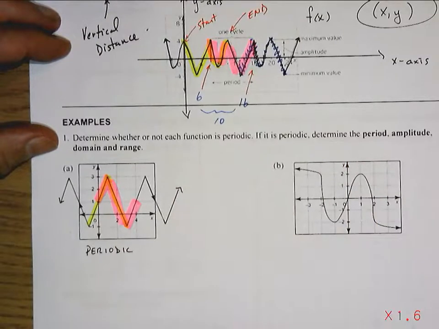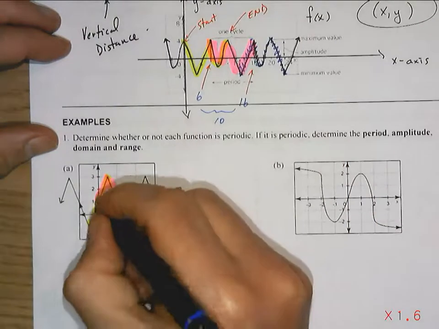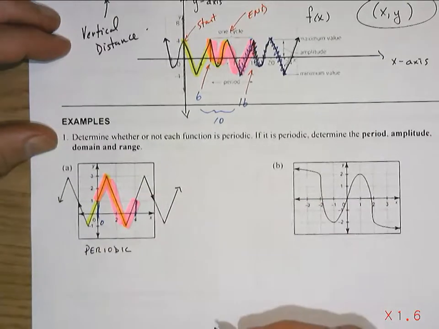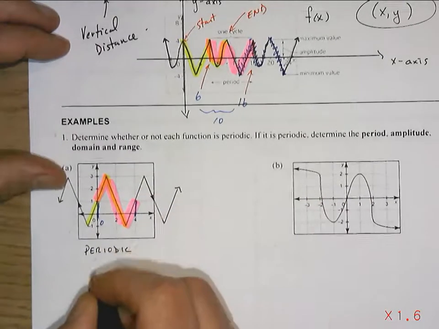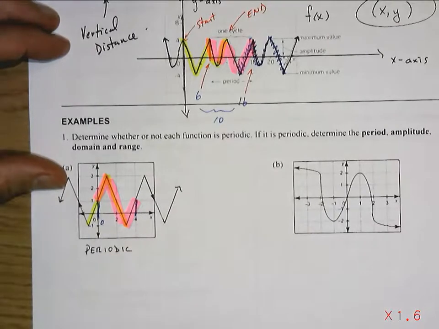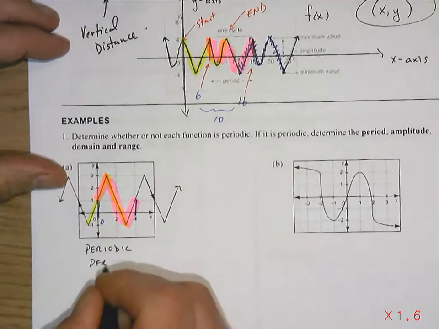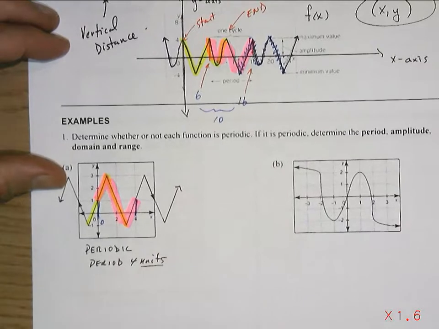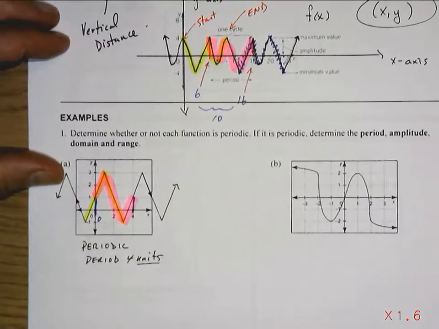Looking at the period, that certainly makes life easier, because now I'm going from a starting point of x equals 0 to an ending point of x equals 4. So that means that my period is pretty easy to calculate. My period in this case would be 4 units. And you need to put the units in there. Just call it units.